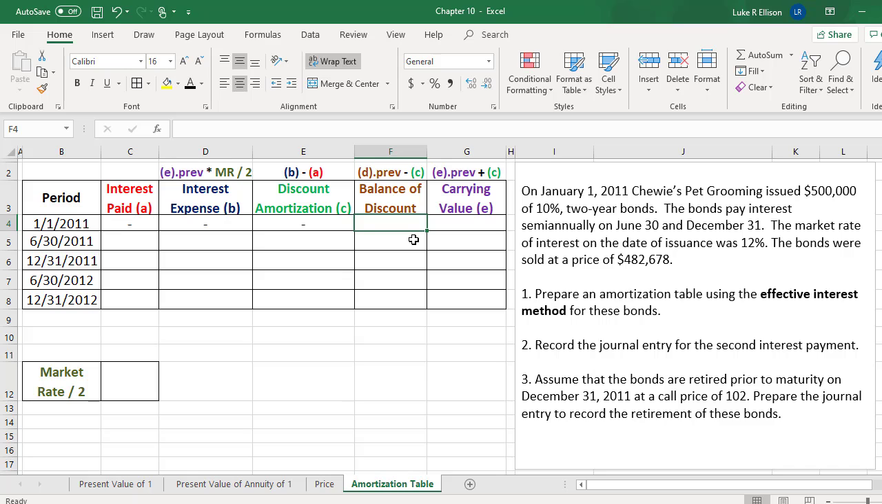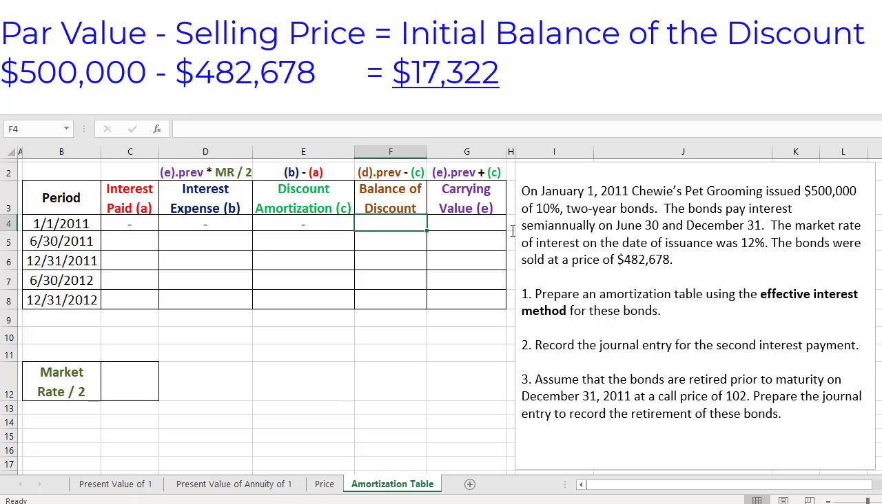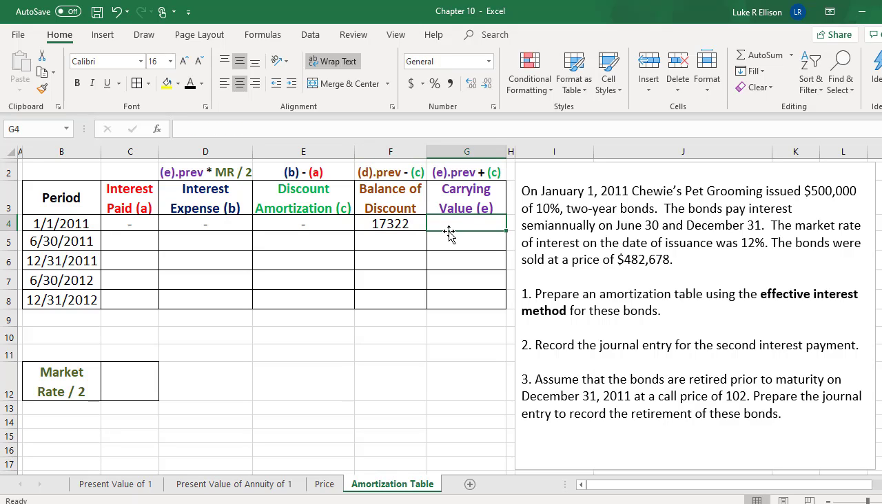So first, the balance of the discount. That's going to be the difference between the par value and the selling price. So we take the par value of $500,000 and we subtract the issuance price of $482,678, and that gives us an initial balance of the discount of $17,322. The carrying value will start at whatever the selling price is. So that is $482,678.